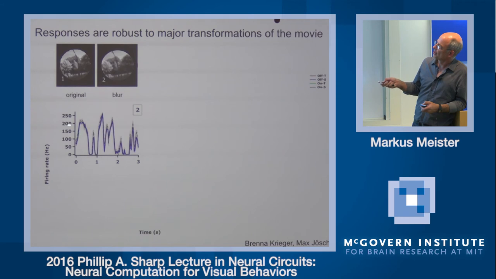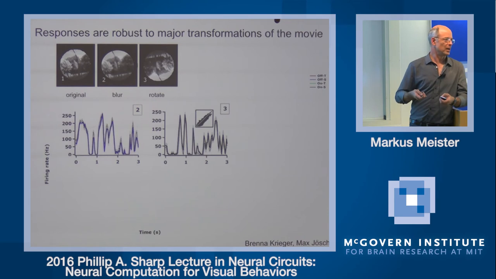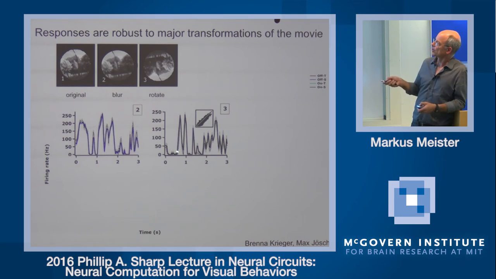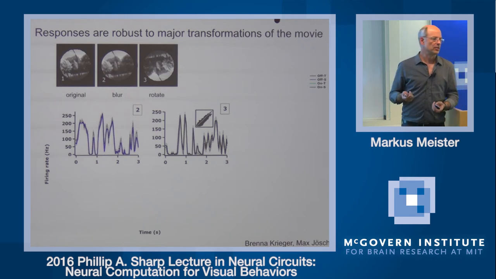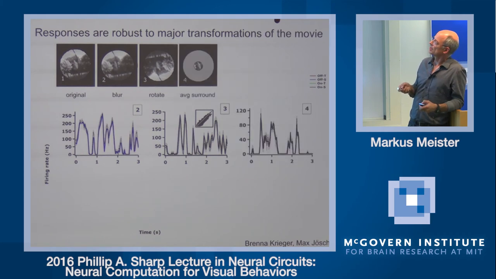And here's an example. The dotted line is the real response firing rate as a function of time from a particular alpha ganglion cell. And the solid blue line is the response to the modified movie. So very little difference. Then she did something more dramatic and inverted the movie, turned it upside down 180 degrees, and asked, what's the response to that movie from the same neuron? And here's a comparison. Again, dotted is the original, solid is the modified movie. Here's a scatter plot, one against the other, and you can see very little change in the response from this major image transformation.